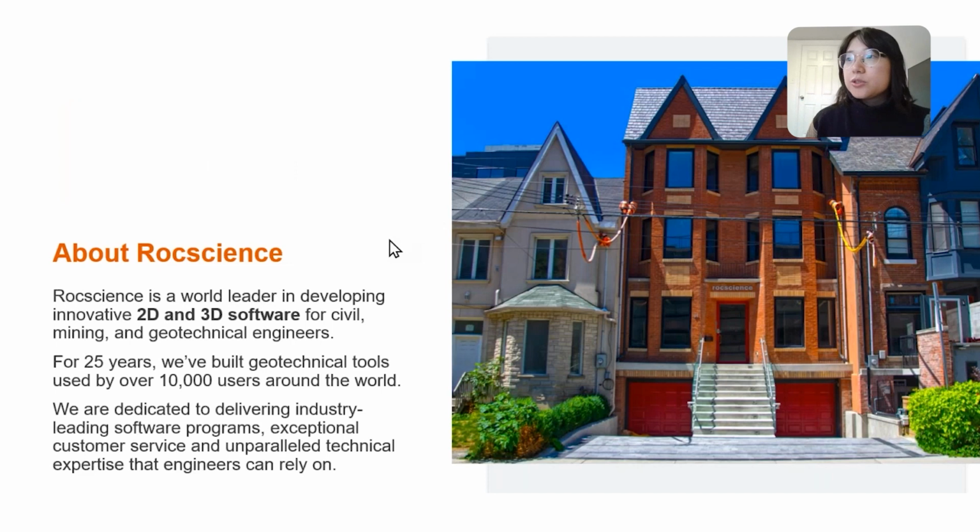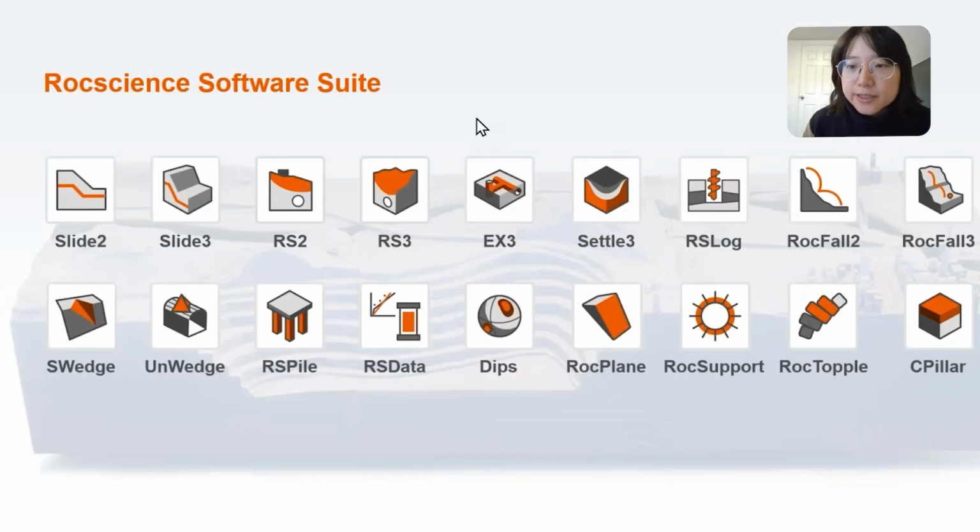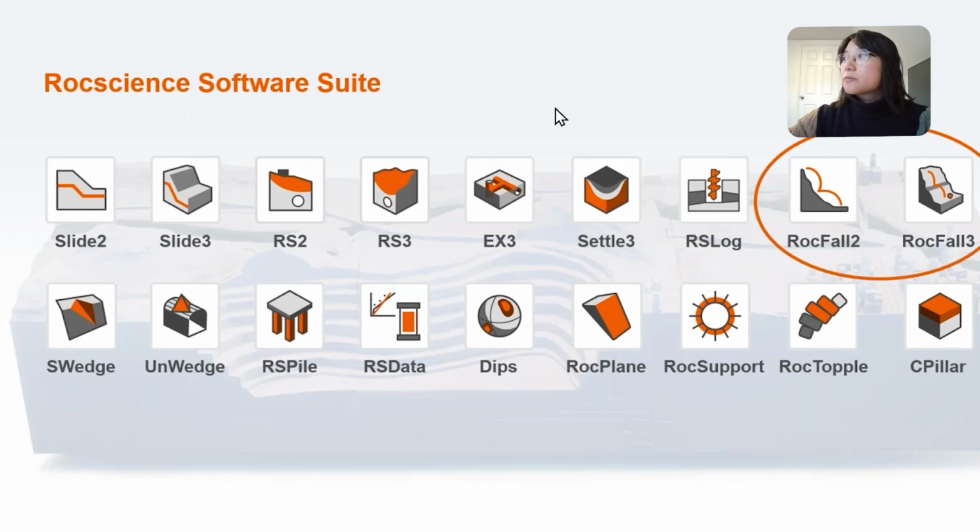So to get started, let me introduce Rocscience. Our headquarters is based in downtown Toronto, and our primary business is to develop and maintain geotechnical analysis software for civil and mining engineers. We currently maintain a list of 18 products to meet the various needs in your geotechnical and mining projects. The software can be broadly categorized for analysis in slope stability, excavation and foundations, and settlement. Among these, we have RocFall2 and RocFall3 for the statistical simulations of rockfalls in 2D and 3D respectively.